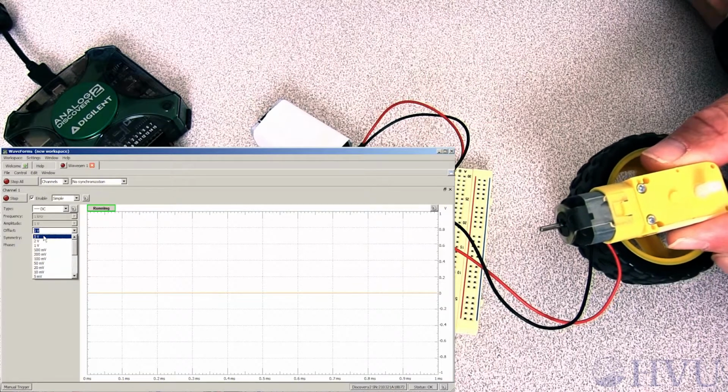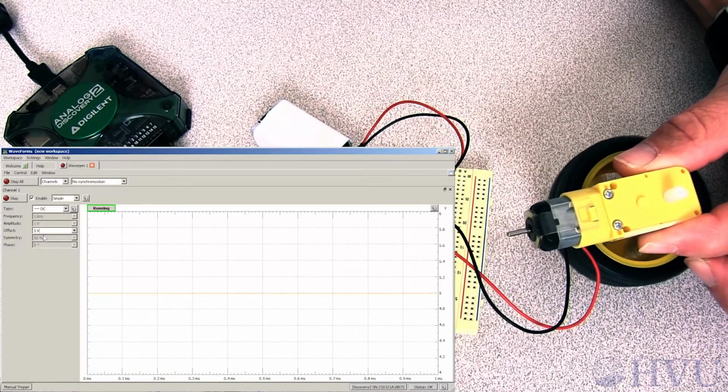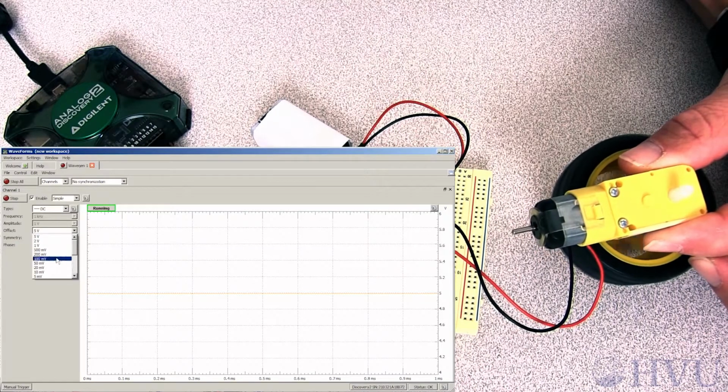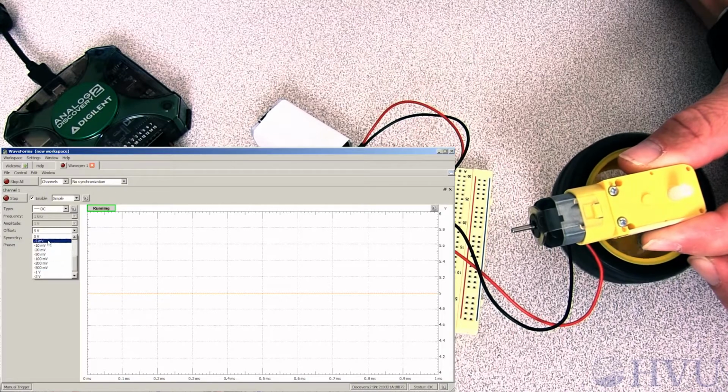Let's change that voltage to a high voltage, 5 volts. That turns the motor on. Going back to a low voltage turns the motor off again.